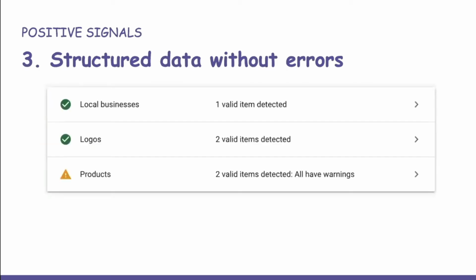Having at least one error-free set of structured data per type. Errors can block that set of data from being read completely. So having at least one error-free is really important.